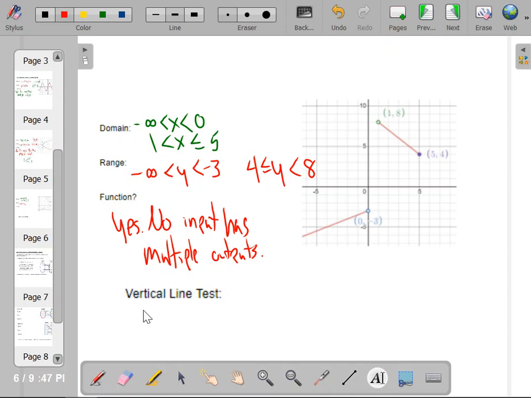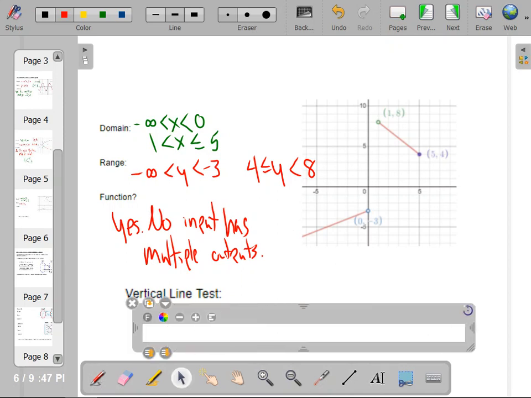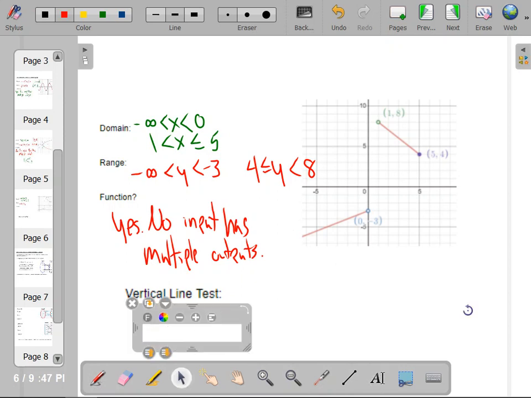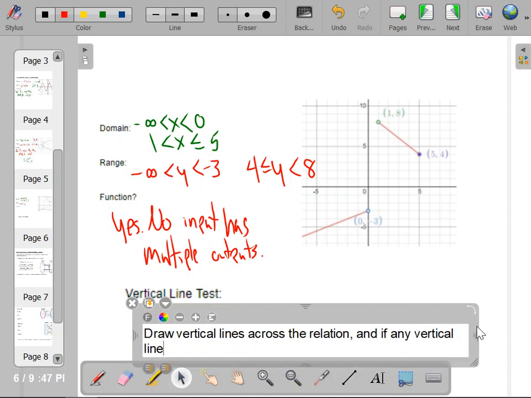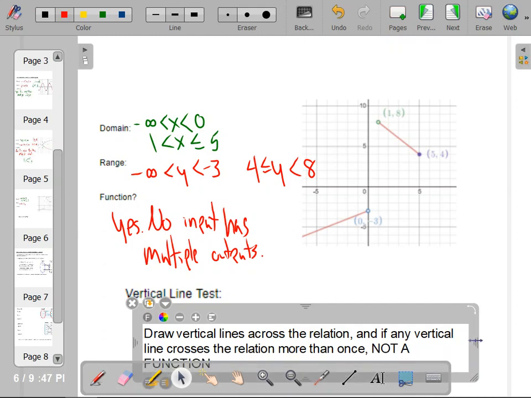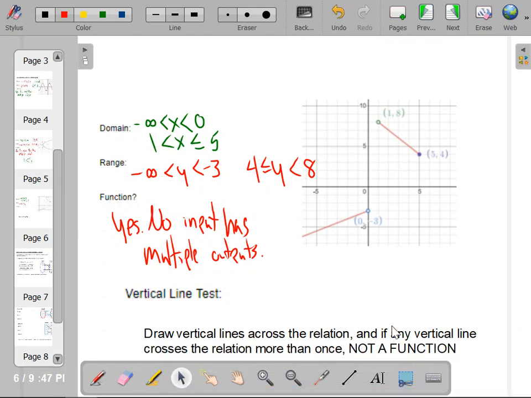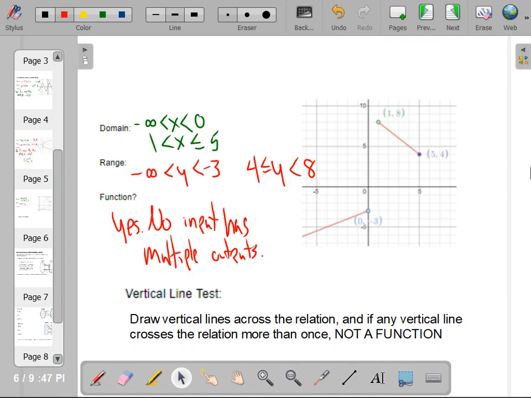And I'll now write out what the vertical line test is again. Draw vertical lines across the relation, and if any vertical line crosses the relation more than once, it is not a function, because that means you have multiple outputs for the same input. So you should never have a vertical line crossing more than once.